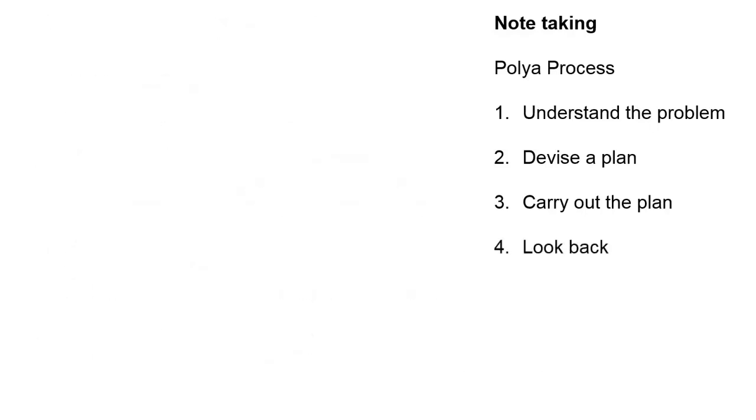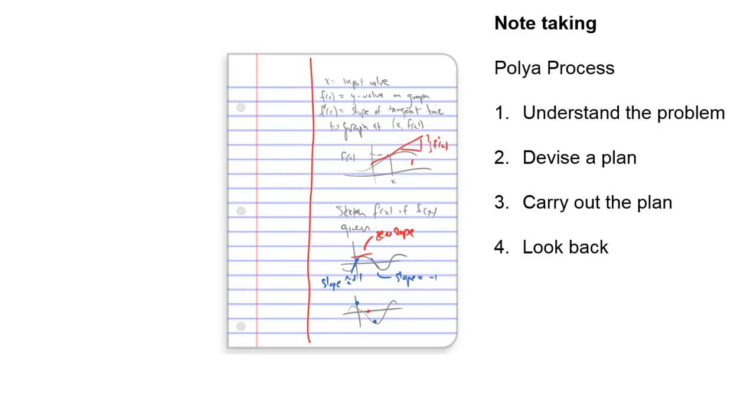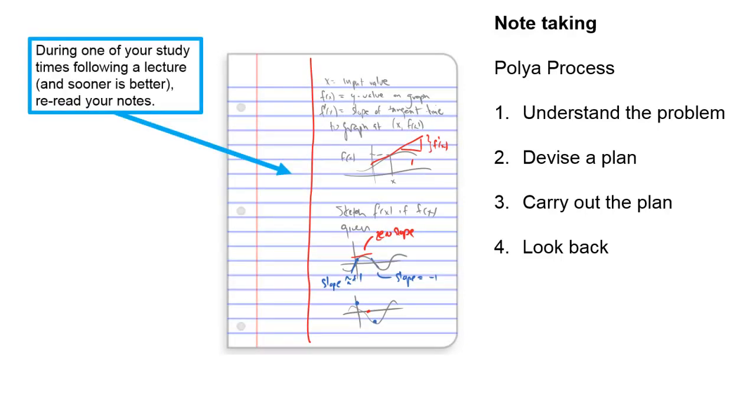What about the last step in the POIA process, looking back? What can we do looking back at our classroom notes? Well, this is where that one-third margin comes in. During one of your study times, following a lecture, and sooner is always better, go back and reread your notes. You're never done with them that first time through.